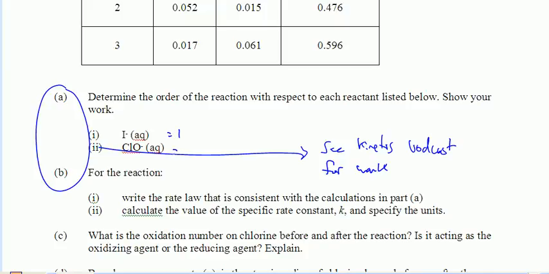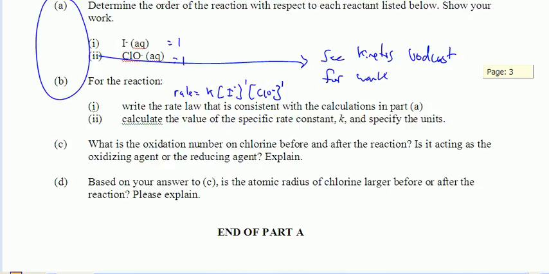The rate order is 1 here, it's 1 here. The overall rate law will be rate equals k [I minus] to the first, [ClO minus] to the first. First order for each, second order overall. So you calculate the value for k. I believe it's like 611 or something like that.